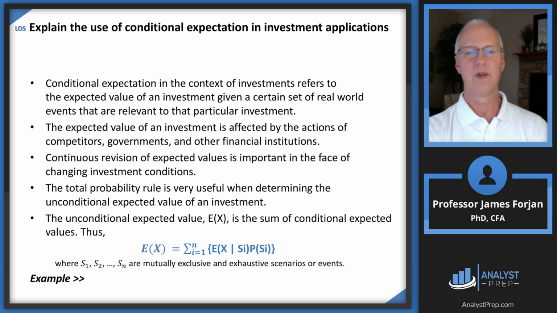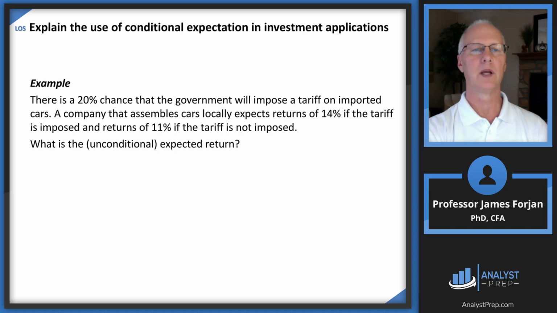So continuous revision is needed. The total probability rule is useful. And then there's a good expected value formula. Let's take a look at a quick example. There's a 20% chance that the government will impose a tariff. There's a timely example on imported cars. A company that assembles cars locally expects returns of 14% if the tariff is imposed and 11% if the tariff is not imposed. What is the unconditional expected return?